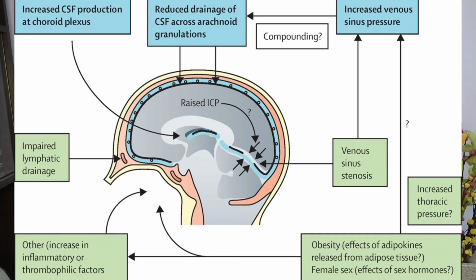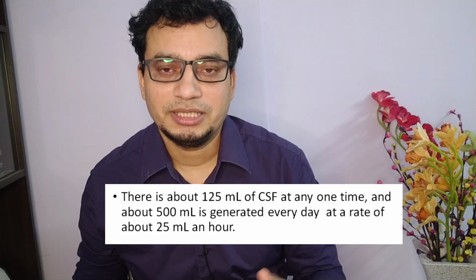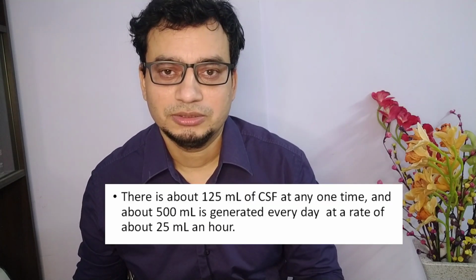The choroid plexus is a network of blood vessels present within the four ventricles of the brain, and there is about 125 ml of CSF at any given time, and about 500 to 550 ml of CSF is generated every day at a rate of about 25 ml per hour. So that is the physiology you should know about the CSF.